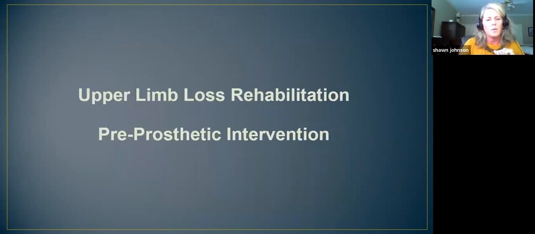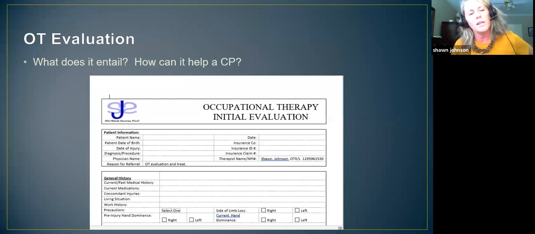So when it comes to pre-prosthetic intervention, for those that may not have had an IPOP, you want to make sure that you're working with an occupational therapist, like I mentioned before. And so what does an OT evaluation entail, and how does it help you? So it's probably very similar to your evaluation.